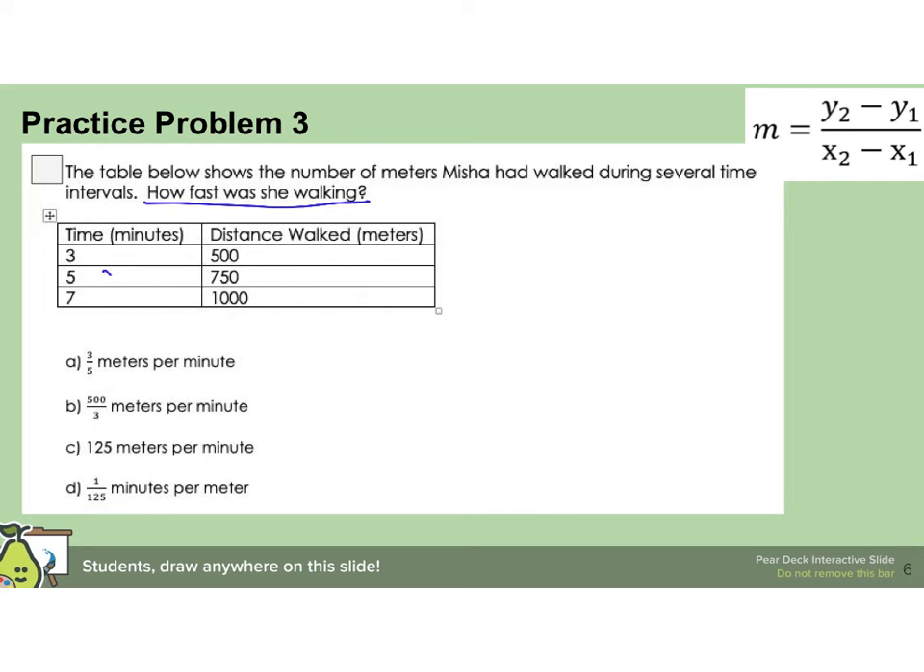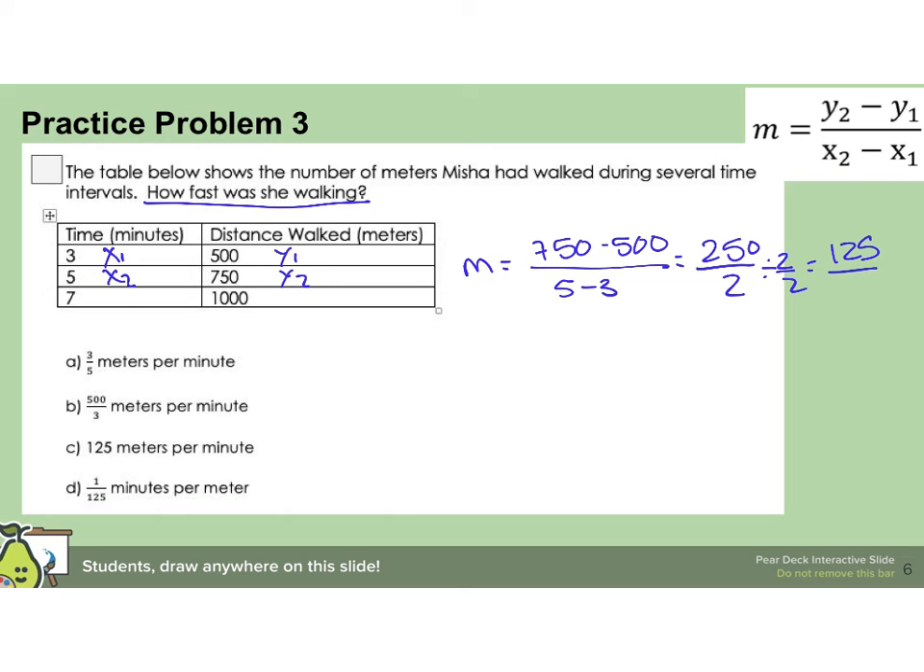So I'm going to go ahead and call this x1, y1, x2, y2, plug it into the formula, 750 minus 500 over 5 minus 3 gives me 250 over 2, but I know I can reduce that if I divide by 2 over 2. So I get 125 over 1, 125 what? Meters over 1 minute. So I'm just going to find the answer choice that matches up with that.